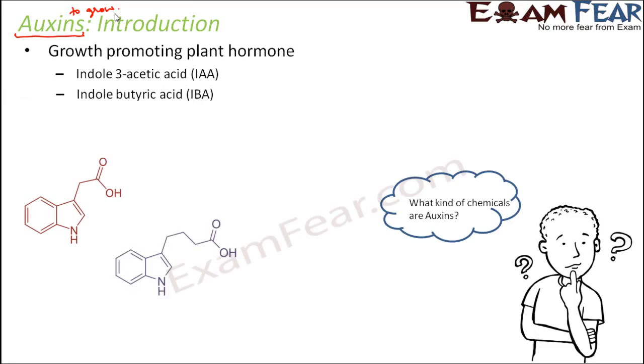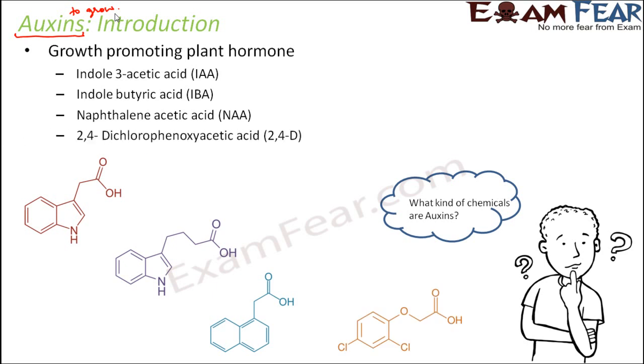Indole butyric acid, which is abbreviated as IBA. Again, you can see the structure. Naphthalene acetic acid, which is abbreviated as NAA, and 2,4-dichlorophenoxyacetic acid. So if you see, these are the structures of auxins. It's not very simple, but yes, they are important for plants.